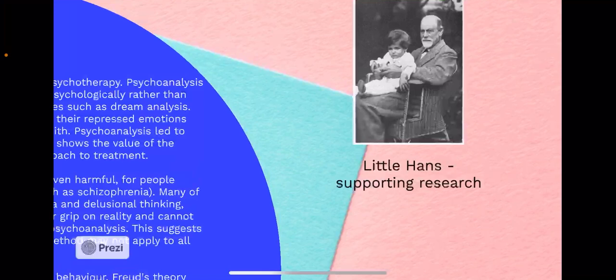So yeah, make sure you write that down from your notes, from your key study, put it in the worksheet. Use Little Hans only to support the psychodynamic approach as part of evaluation. Don't use it in your main outline. In your main outline, you need to be talking about psychosexual stages, structure of personality, the role of the unconscious, and defense mechanisms.